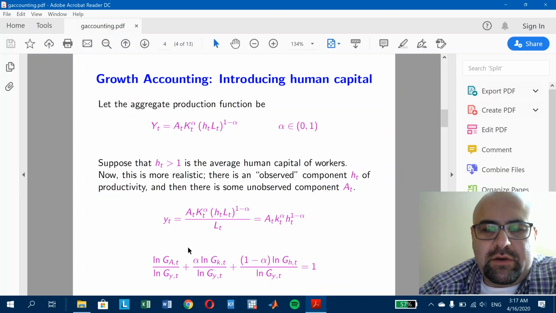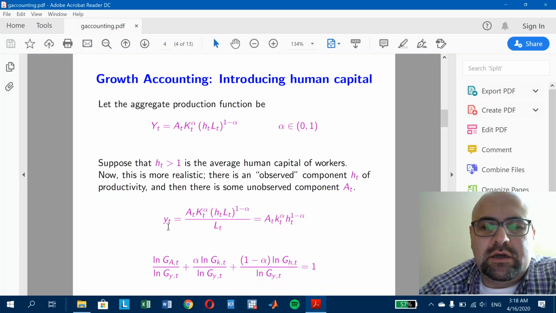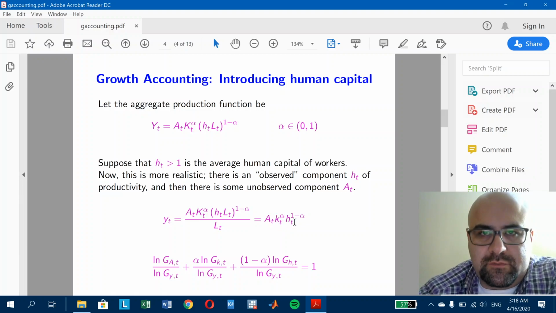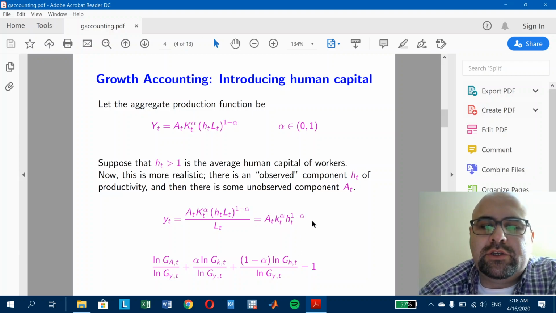If we do the same exercise, we arrive at this formula now. So growth in GDP per capita has three sources. One is again this unobserved productivity term, or TFP. The other is physical capital per worker, and the other is human capital per worker. And once again, alpha plays an important role in these calculations.